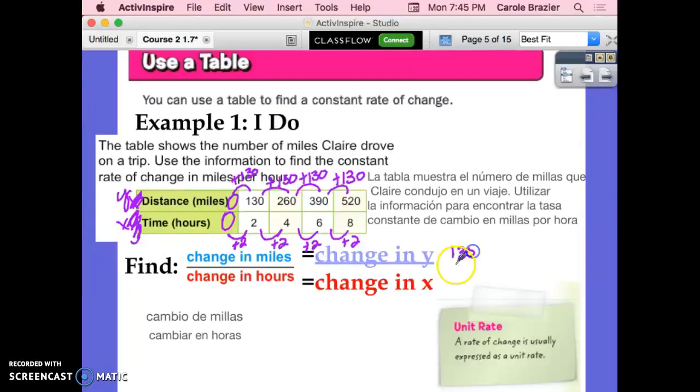So 130 over 2, or if I were to simplify that, what would you get? Talk to a table mate really quickly. You should have gotten 65. Okay, so every hour that I travel, I'm going 65 miles per hour. So 65 miles per hour is my constant rate of change or my slope. So you need to know that vocabulary word: constant rate of change, rate, the proportional relationship, all of those, and slope mean the same thing.